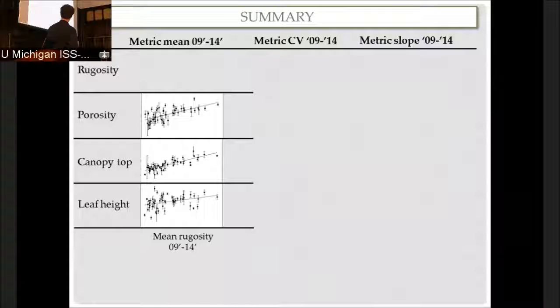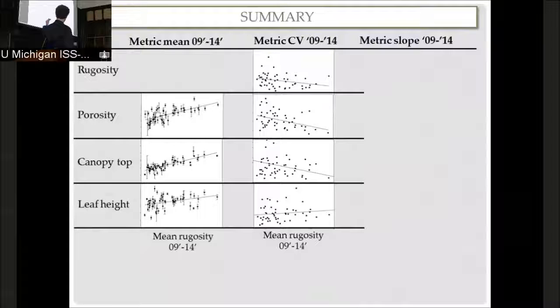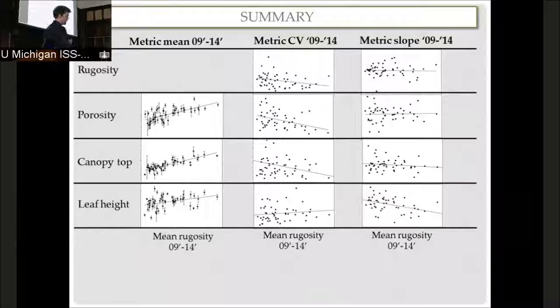So more rugose or more complex canopies have more empty space, they have a taller canopy, and the leaf material is distributed higher up in the canopy. All of these variables, except for the weighted leaf height, seem to vary less among years as a function of how complex the canopy is. And then finally, only the average weighted leaf height is changing in any kind of predictable way over time. So that's kind of an important thing.